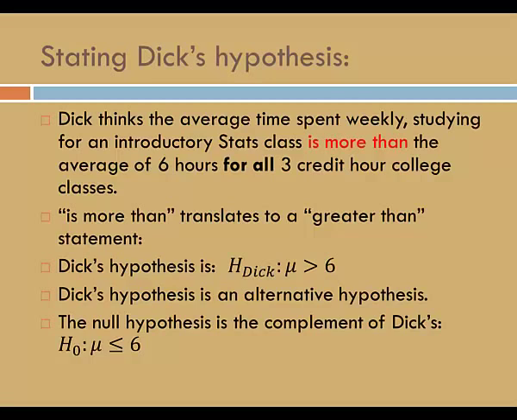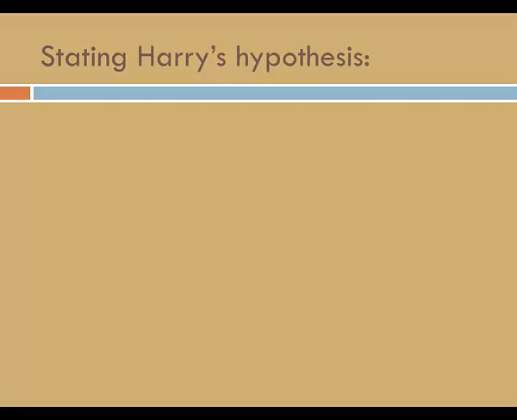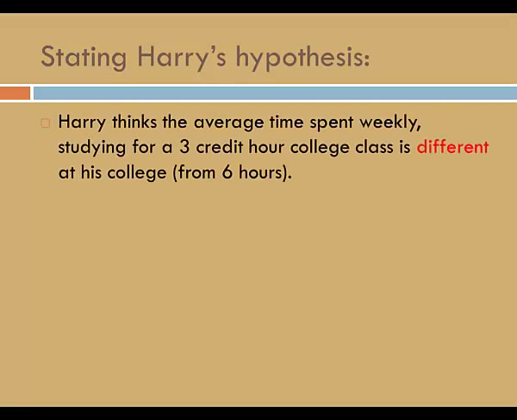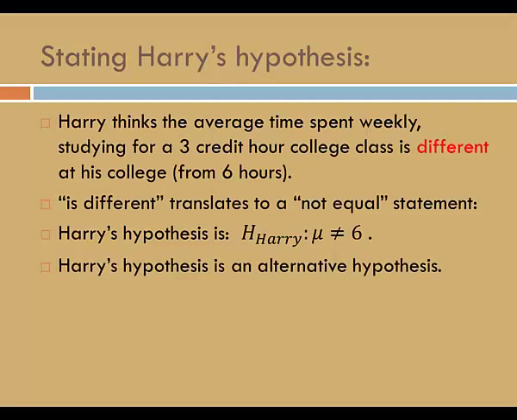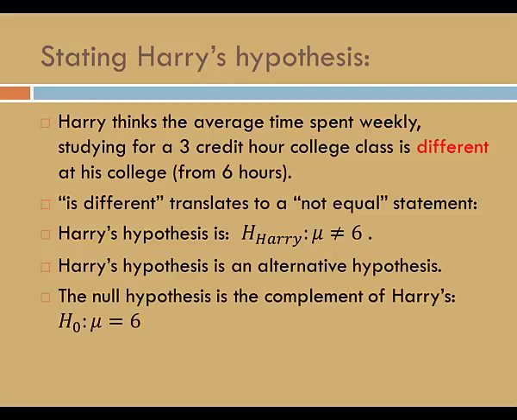Finally, let's look at Harry's hypothesis. Harry thinks the average time spent weekly studying for a 3-hour college class is different at his college. Is different translates to a not equal statement. Harry's hypothesis is that the mean does not equal 6. This is an alternative hypothesis. The null hypothesis is the complement. H0 is that mu equals 6.